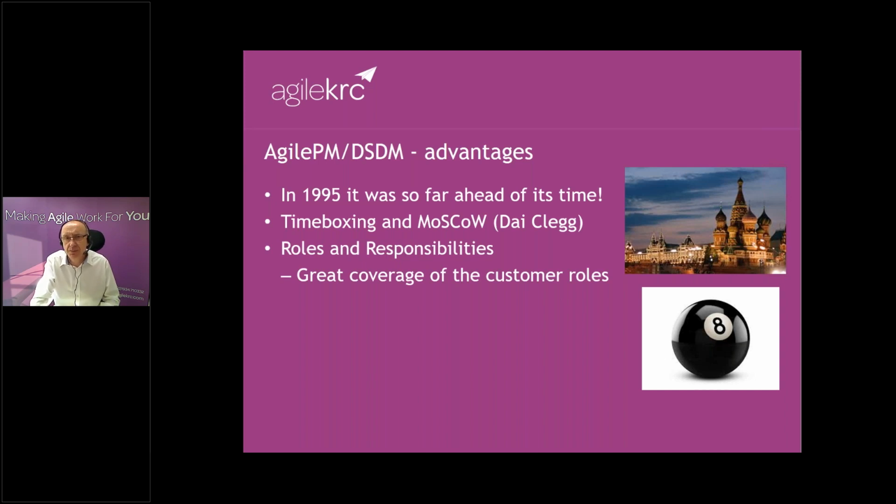One of the best bits, in my opinion, of DSDM is the roles and responsibilities. It's got brilliant coverage of the customer roles. I find the product owner concept on the right-hand side of that early diagram with Scrum far too simplistic when you move into the project domain. When you have a project, it's actually very hard to work out who the product owner is. It's not a simple transition.